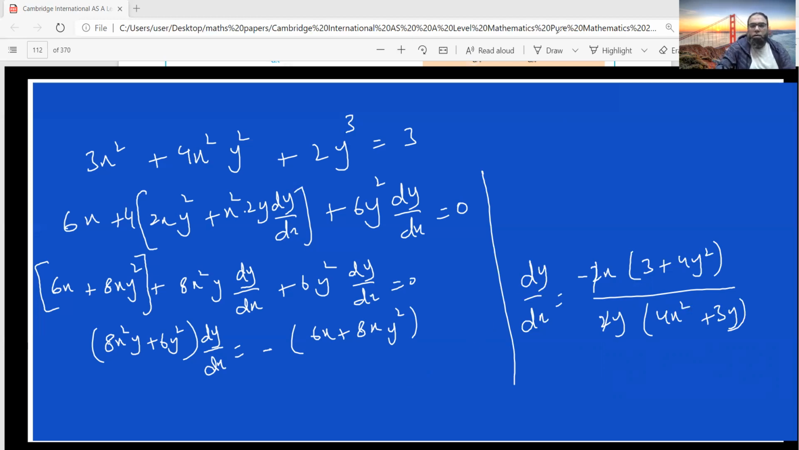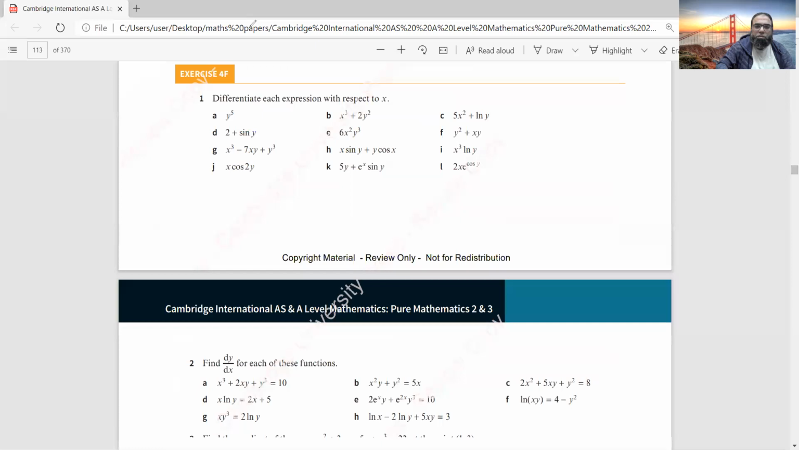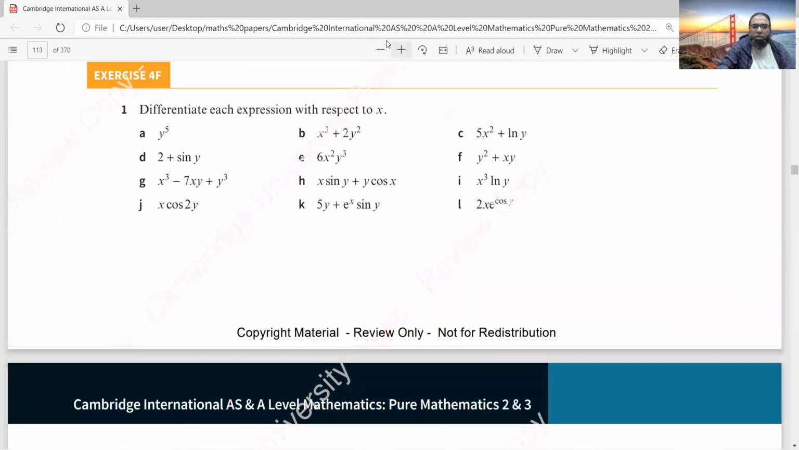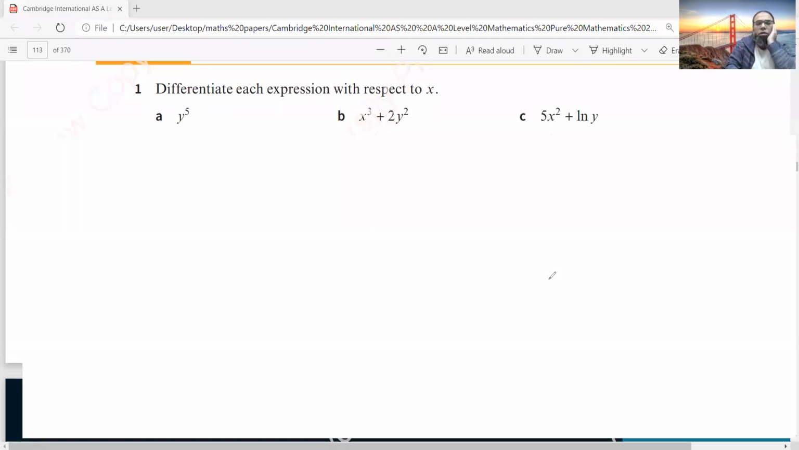Now you have to go back to this exercise and you will try these questions. First of all, you have to differentiate them. You try them and then I'll tell you how to do these. Just see how these were to be differentiated. This a part is d by dx of y raised to power 5. So this is 5y raised to power 4 dy by dx.